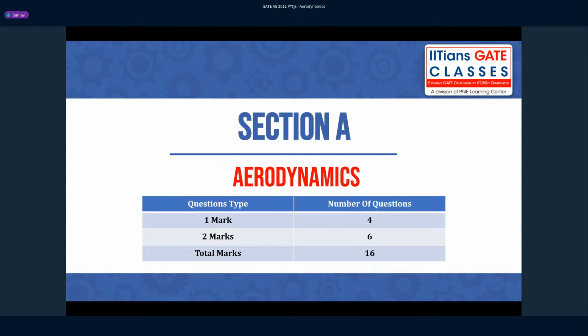So you can see here the number of questions and the marks that have been allotted to aerodynamics in GATE 2011. Okay, so you can see that there were a total of around 10 questions that were asked from aerodynamics, and it was for 16 marks, right? So this is the weightage that you can expect roughly every year.